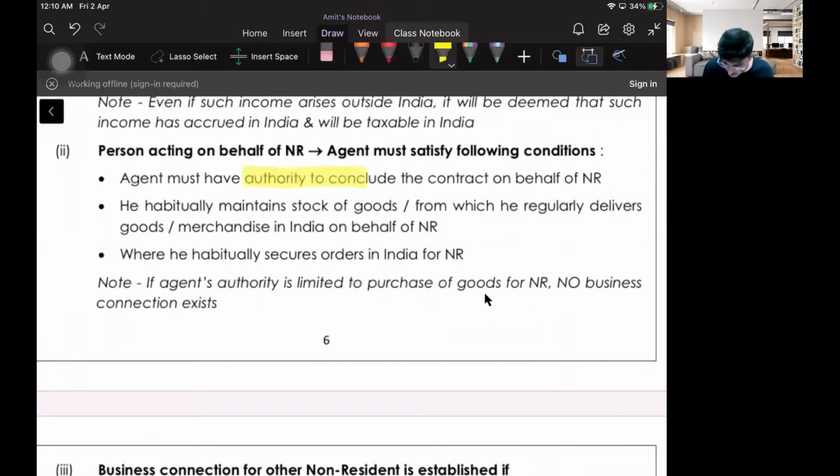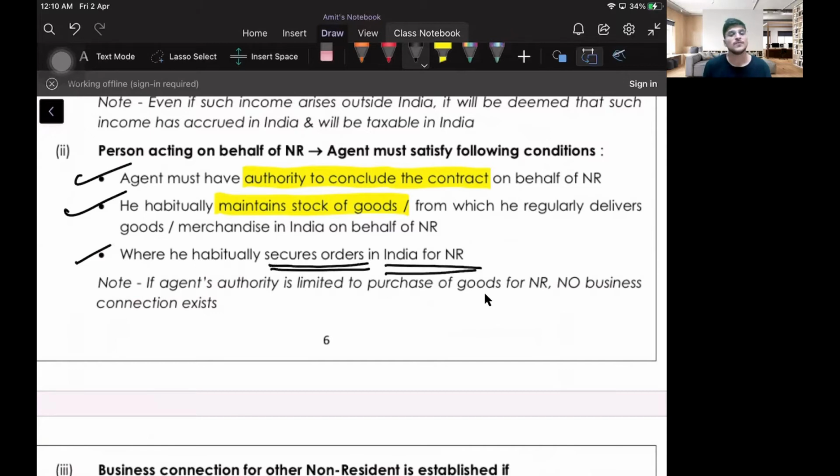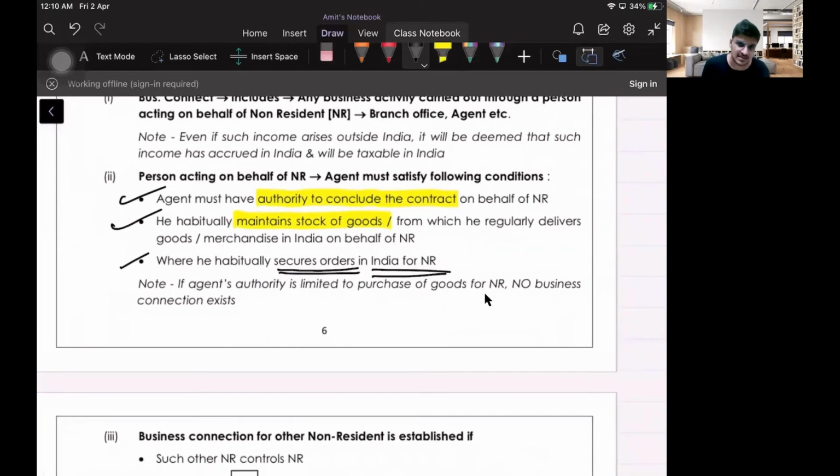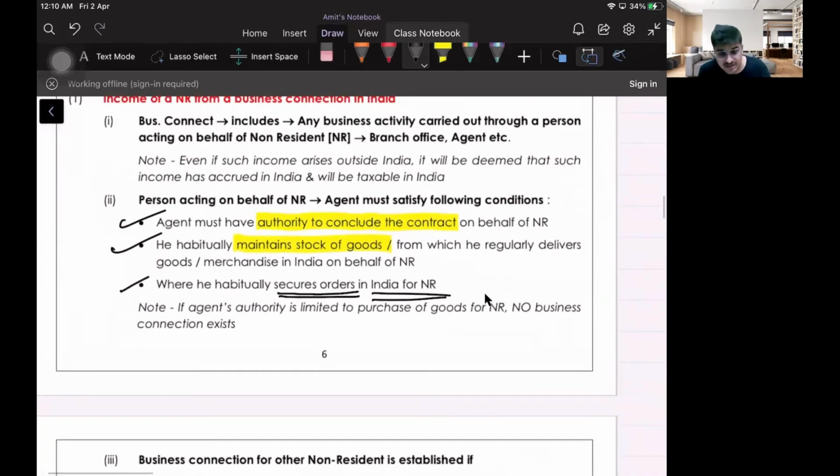She should have the authority to conclude the contract. Point number 1, he habitually maintains stock of goods. Maintains stock of goods. First, he can conclude contracts. Second, maintains the stock of goods, and where he habitually secures orders in India for the non-resident. In that case, he will be considered as an agent.